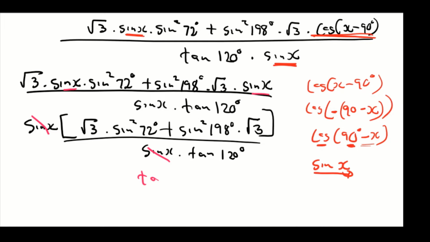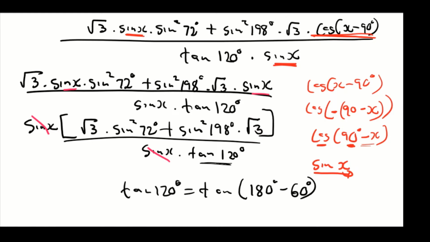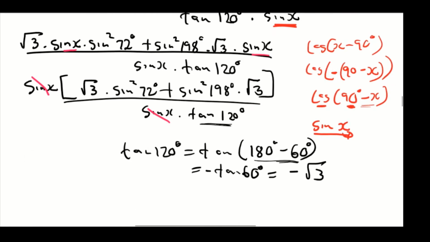Another thing we need to note now is we're having tan of 120 degrees here at the bottom. If we reduce this, tan of 120 degrees is equal to tan of 180 degrees minus 60 degrees, right? Because this is in the second quadrant where sine is the one that is positive, it's going to be negative tan of 60 degrees. So if you know your special angles, negative tan of 60 degrees is equal to negative root of 3, right? So that is the solution.